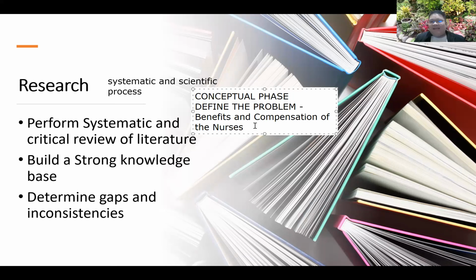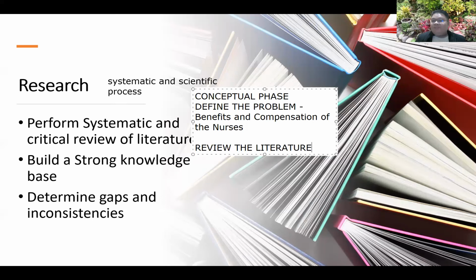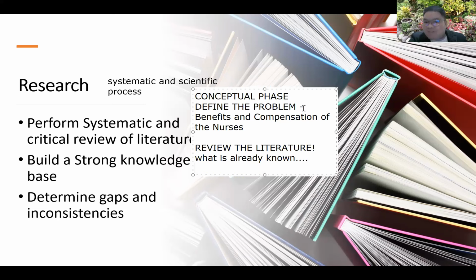After defining the problem, guys, the next step is review of literature. We review the existing literature. And what is the purpose of reviewing the literature? To know what is already known about the topic. Maybe, for example, there has already been research about that. So what's the purpose? Why would you repeat it? Although it's okay to repeat a research, you should have a rationale for why you are repeating it.